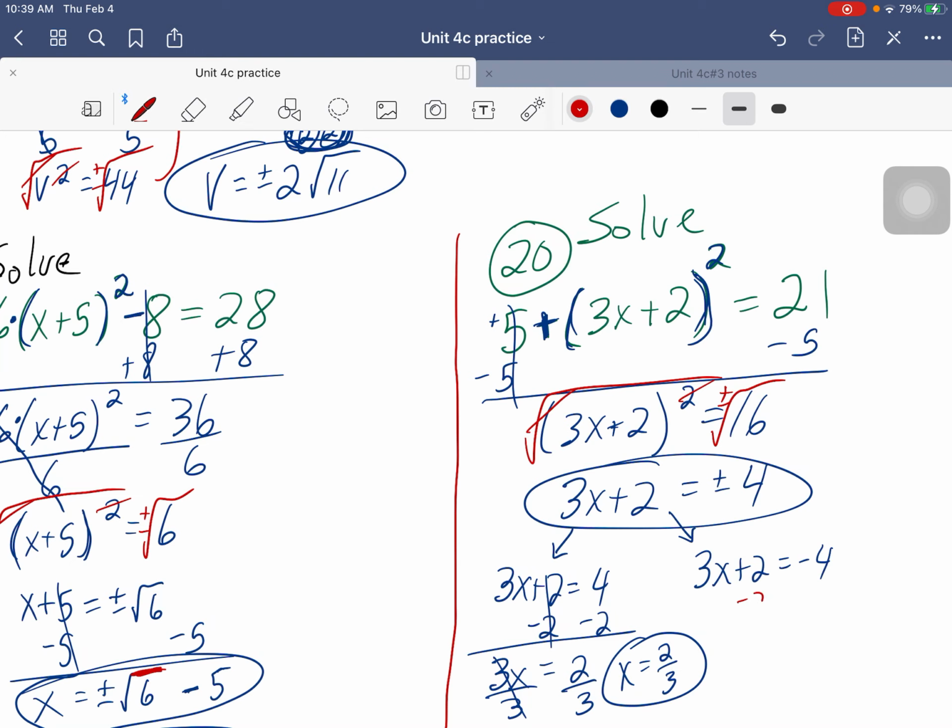I'll do another color on this other one so we don't get confused. So minus 2, 3x equals negative 6, divided by 3, divided by 3. You get x equals negative 2 also. So those are both your answers. I hope you come to class with any questions.